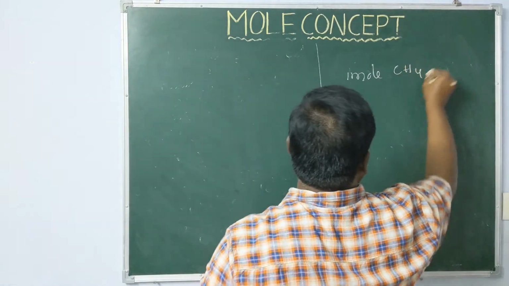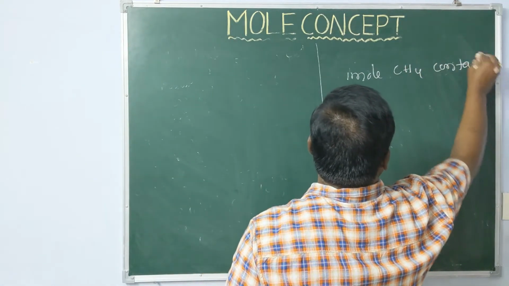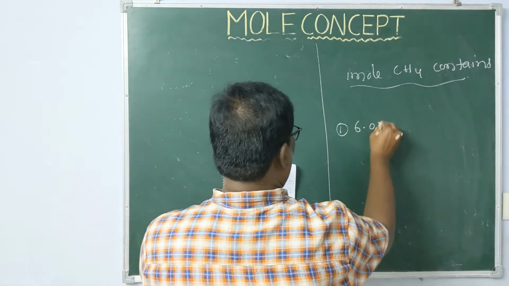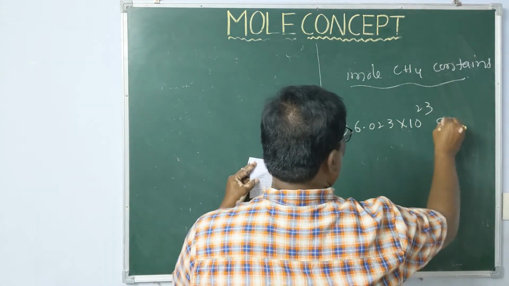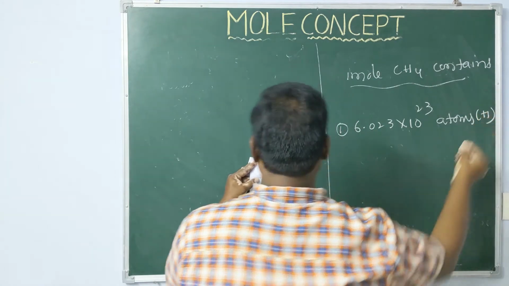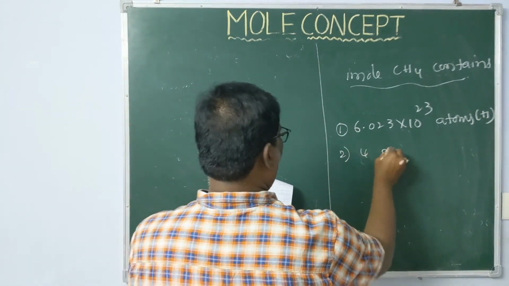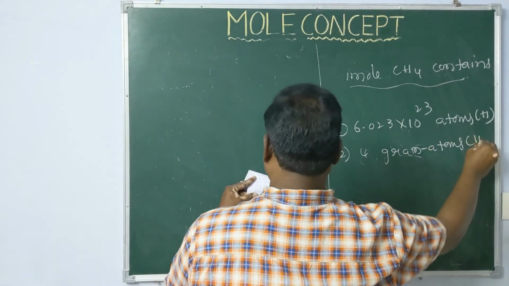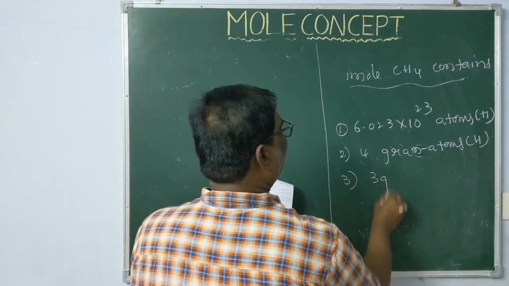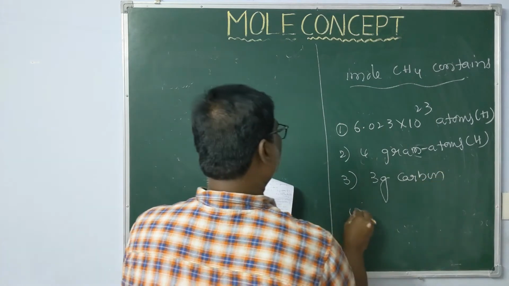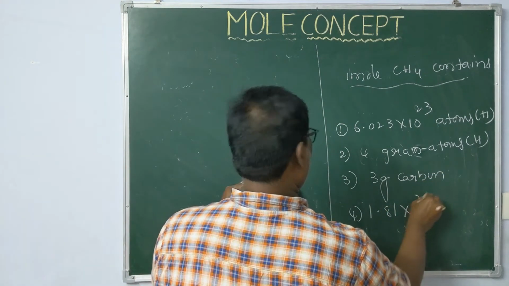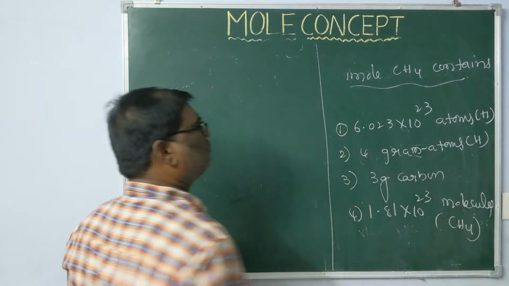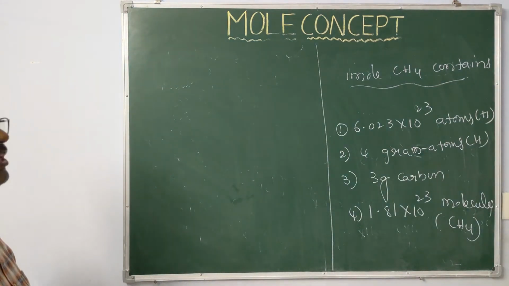1 mole methane contains, options: 1, 6.023 into 10 power 23 atoms of hydrogen; 2, 4 gram atoms of hydrogen; 3, 3 grams of carbon; 4, 1.81 into 10 power 23 molecules of methane. So we have to verify which one is the correct answer.